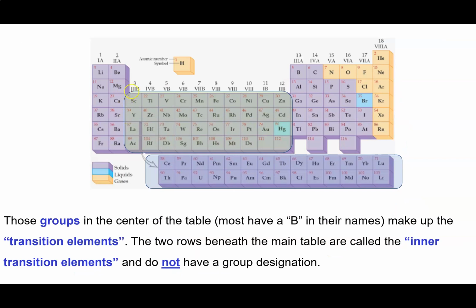Now, those groups that are in the middle of the periodic table, and as I said before, most have a B in their group number, are called the transition elements. And then these 2 rows that are underneath the periodic table, these elements in period 6 and 7, are called the inner transition elements, and they're the weirdos of the periodic table because they don't have a group number. So if you ever get a question like, what is the group number of uranium? The answer is not applicable. It doesn't have one.